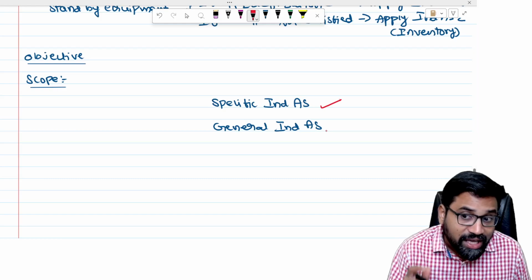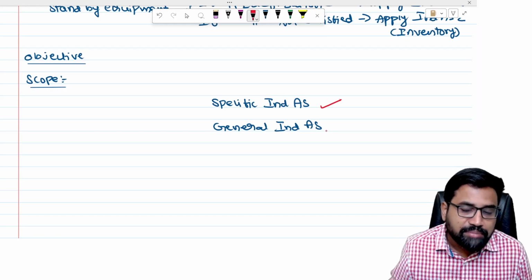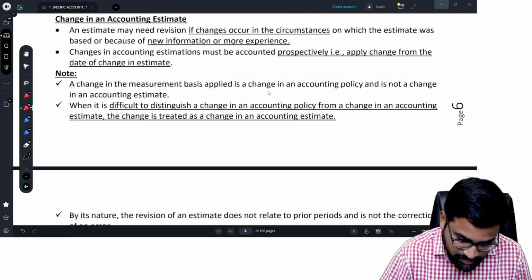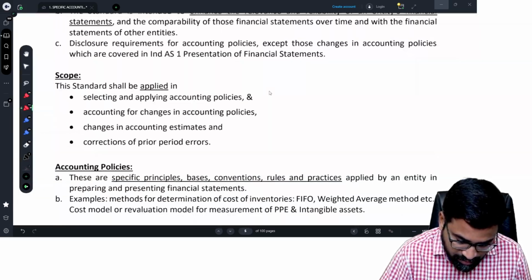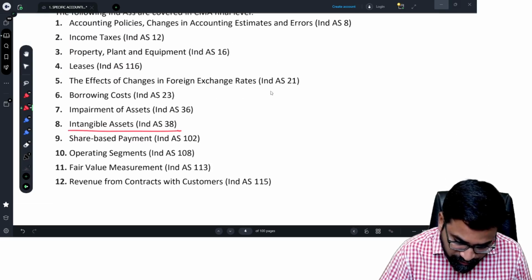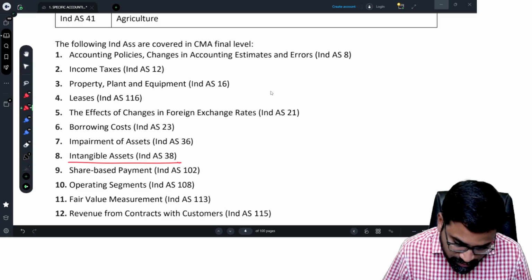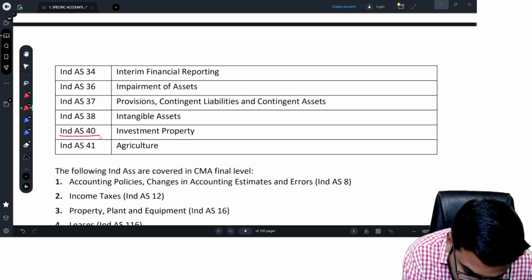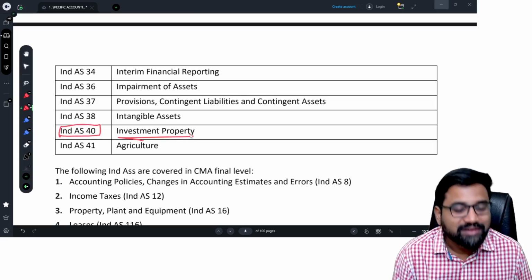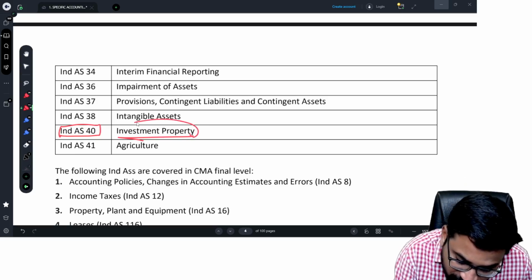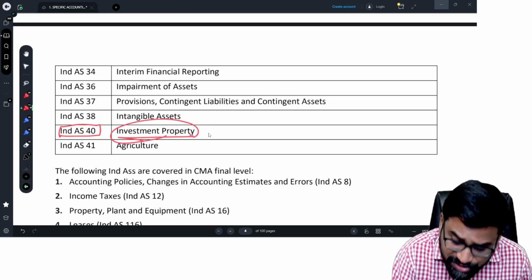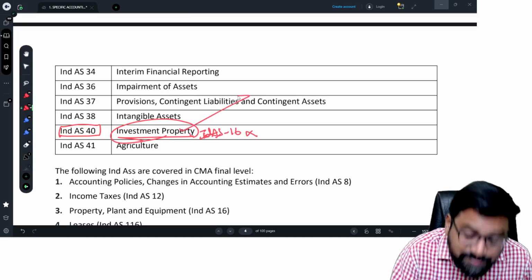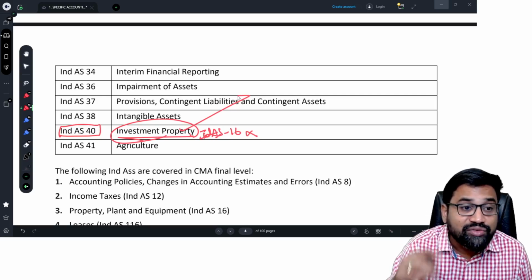So therefore, for example, investment property is also PPE. Now, for investment property, IND AS 40 talks about investment property. That means if there is any investment property for your organization, you should not apply IND AS 16. No, you should not apply, because there is a specific standard. Always specific prevails over general.